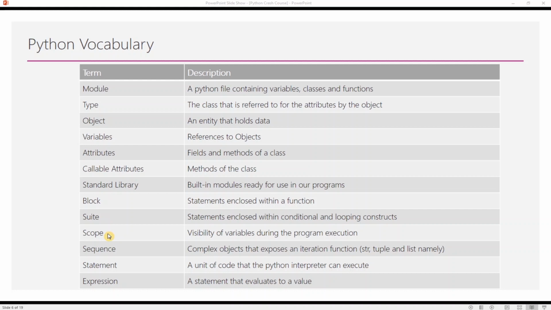Scopes in Python refers to the visibility of the variables during the program execution. Sequence in Python refers to those complex objects that expose an iterator function that we can make use of in our code to iterate over its elements. A statement is a unit of code that a Python interpreter can execute, and an expression is a statement that evaluates to a value. Consider these statements and expressions as individual lines in the source code.